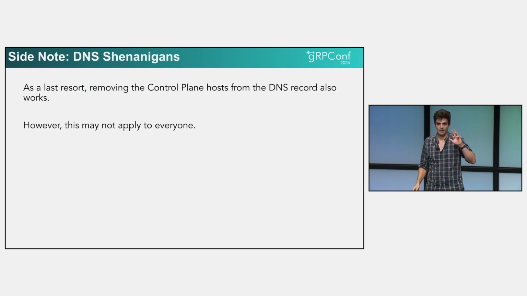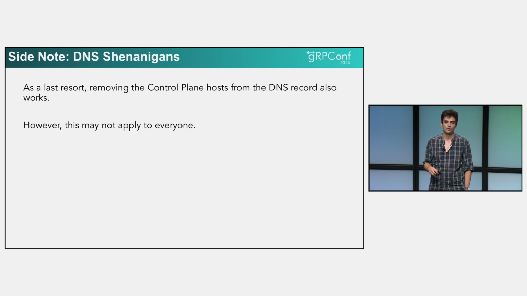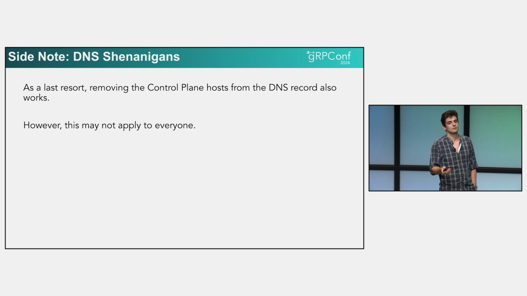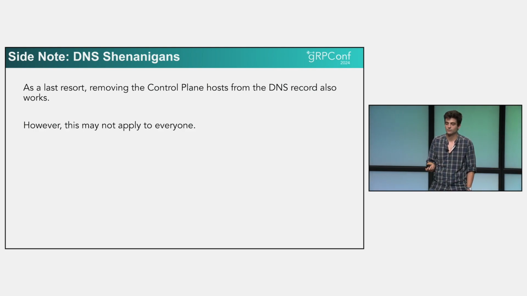As a quick side note, I did want to mention that as a last resort, we figured out a way to dynamically remove the hosts that are at capacity from the DNS record. What that means for the clients is that they don't even see that IP, they never connect to it, and so we're looking at a significantly more even distribution. The problem is that this doesn't really work for everyone.